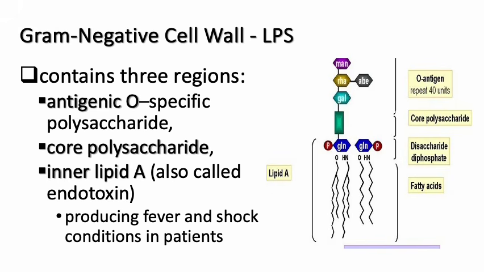Now again, the lipopolysaccharide found in the gram-negative cell wall has three regions. The first region is the antigenic O-specific polysaccharide or the O antigen, then the core polysaccharide, and the inner lipid A, which is also called endotoxin. Lipid A is responsible for the fever experienced by patients infected with gram-negative bacteria, as it is composed primarily of substances that produce toxin. So it produces fever and shock conditions in patients.